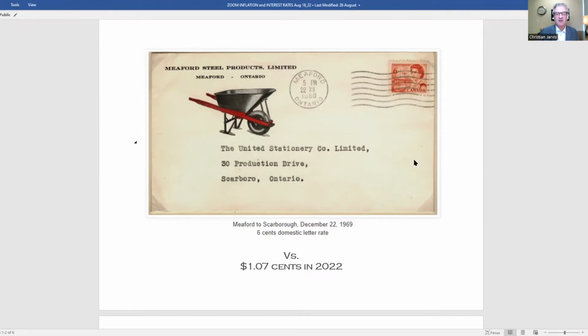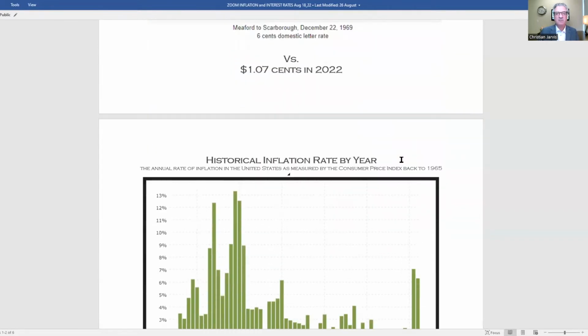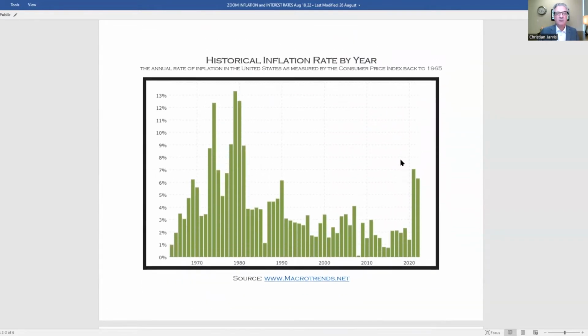Now, at the post office, I had a conversation with the young man selling the stamps, and he argues that it's actually only 92 cents a stamp, once you back out, I think it was a charge of some sort or a tax. But bottom line is face value. It was 6 cents for a stamp in '69, and in today's dollars, it's $1.07. So that's about an 18x increase over that period of time due to inflation, I should say.